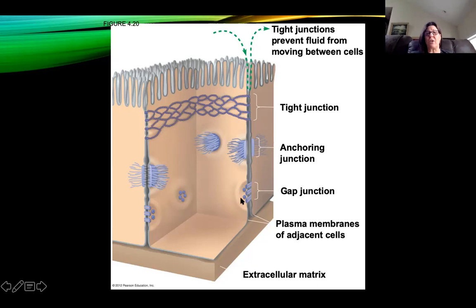And then we have gap junctions that are like little tunnels between the cells that allow different chemical messengers or ions, and they're very specific for what they will allow to pass through. Sometimes they will be open, sometimes they will be closed. So this allows for cell-to-cell communication. So those are the three different types of cell junctions that we have.